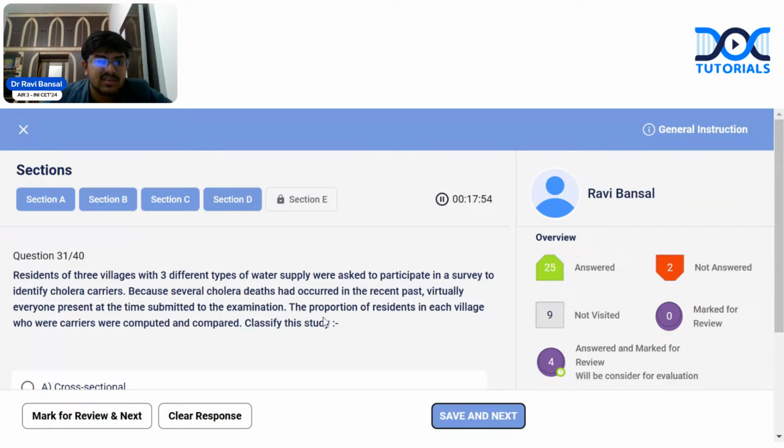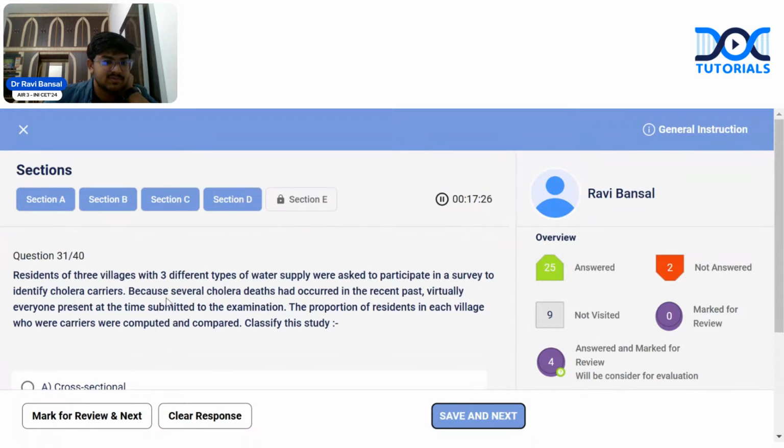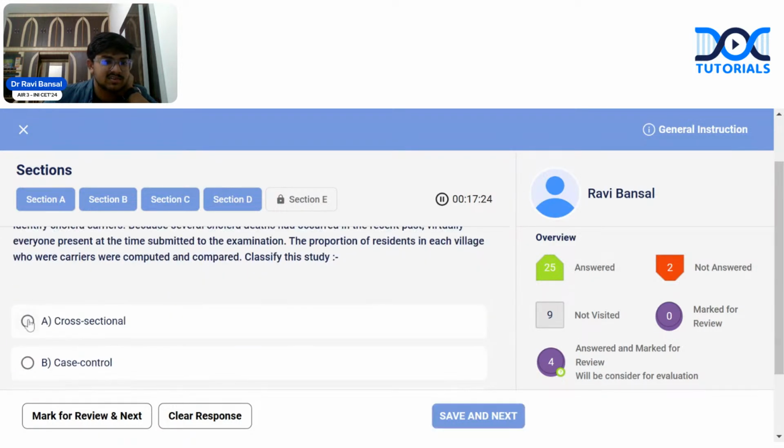The proportion of residents in each area who were carriers were computed and compared. Identify the study. So I think this is a cross-sectional study, a snapshot of the time. You are just getting the prevalence, how many people are cholera carriers among the three different villages. In a case control study, you take some cases, you take some controls, and you go retrogradely and ask about exposure. So no, this is a snapshot study. So cross-sectional is the answer.